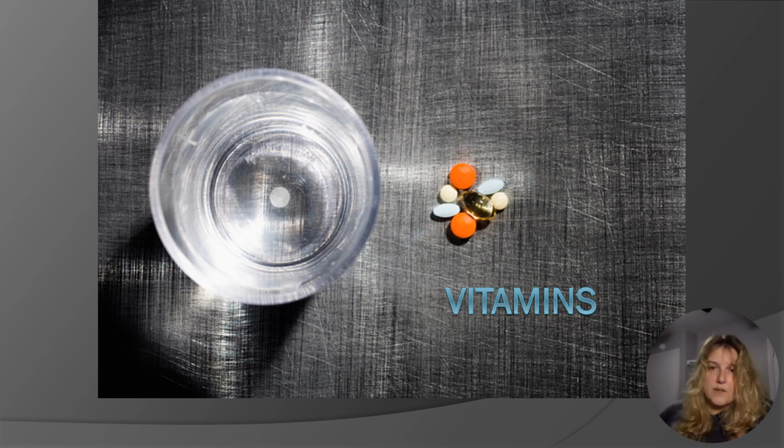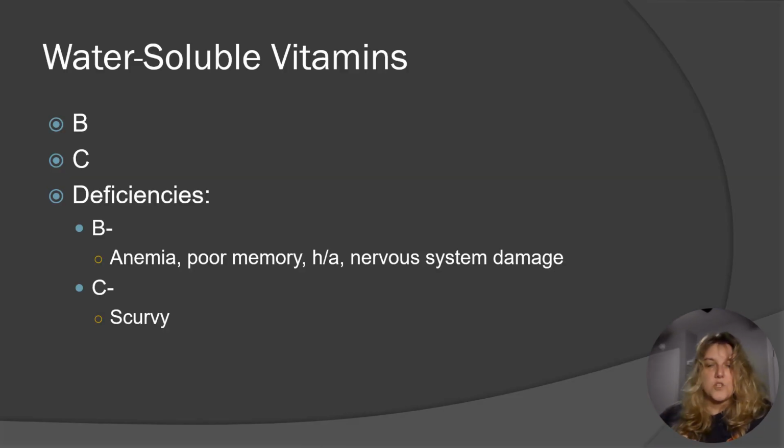Now there's a couple of vitamins you'll want to kind of remember. Those vitamins include the water solubles, which are B, C. Your B, if you have a B deficiency, you could experience anemia, could be poor memory, headaches, nervous system damage, or C is scurvy.